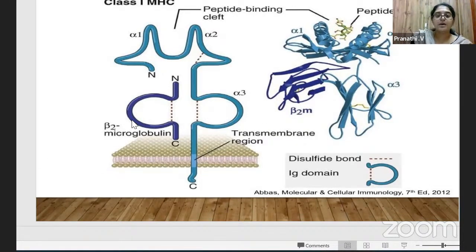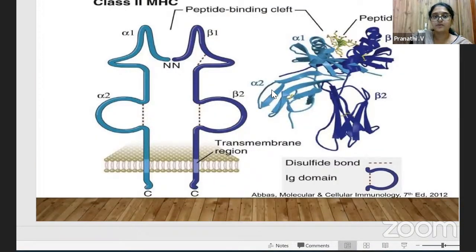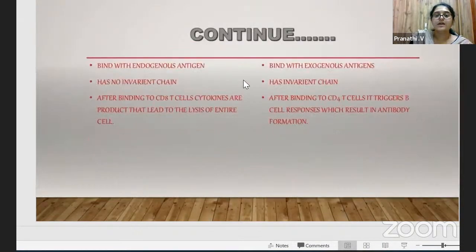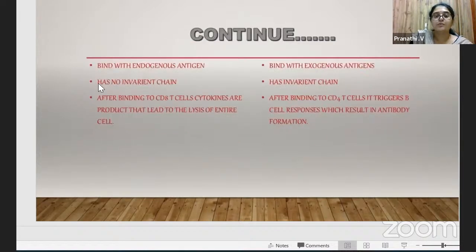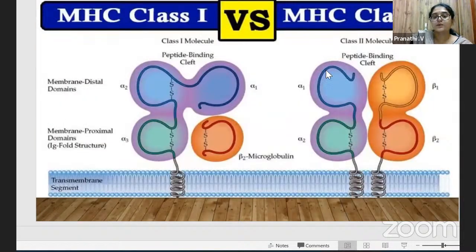Now I will share this particular PowerPoint with you. So this is the class 1 and class 2 molecules differences, where they are exactly found, and what they do basically: no invariant chains, has invariant chains, binding of CD8 cells in the case of MHC1, CD4 cells in the case of MHC2. So this is how they look.